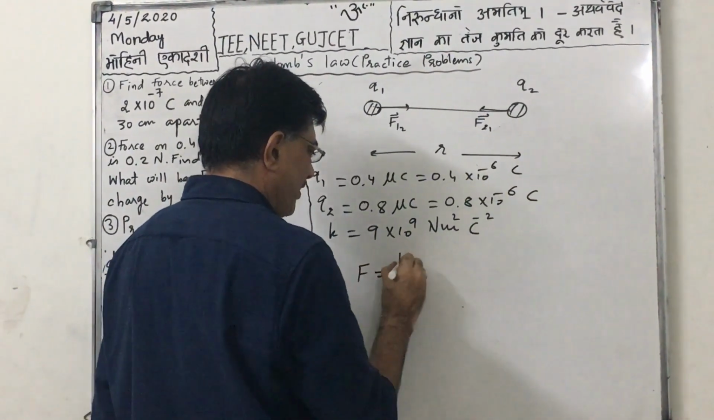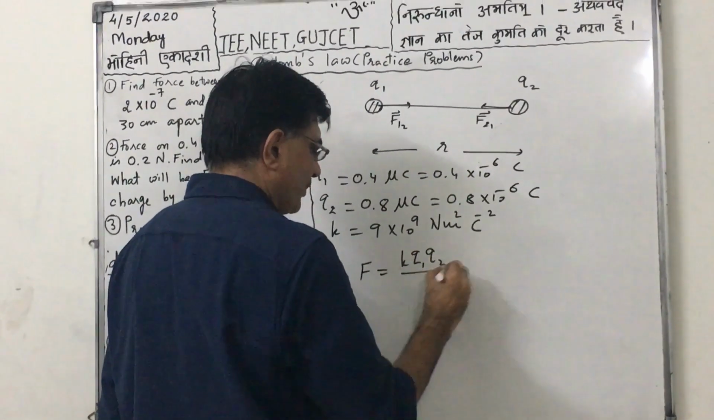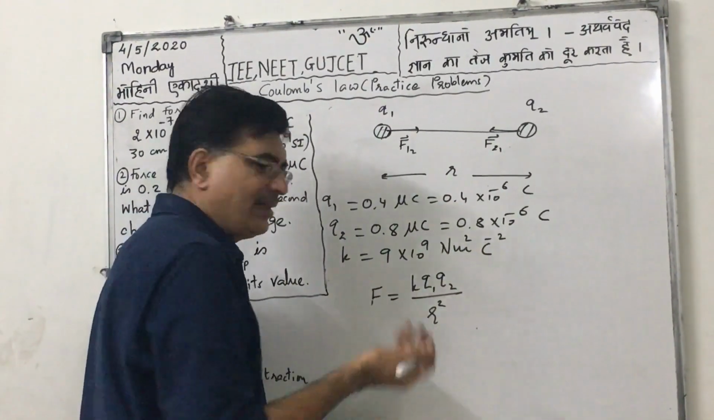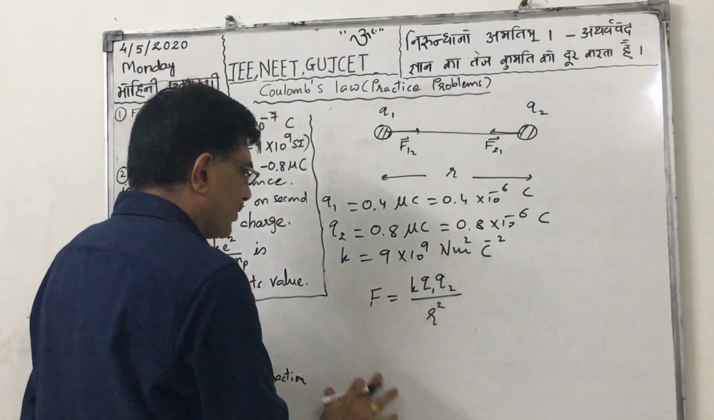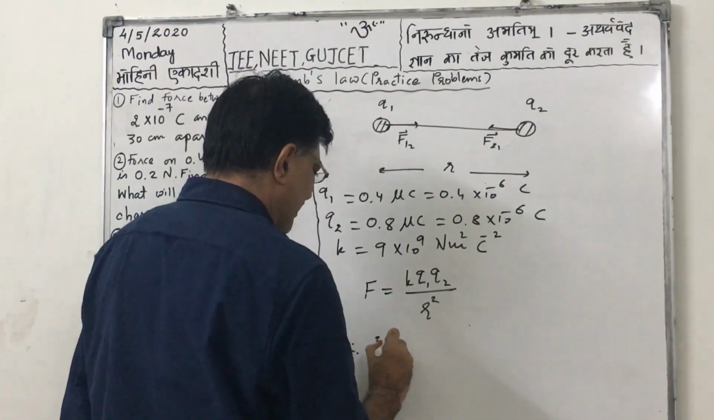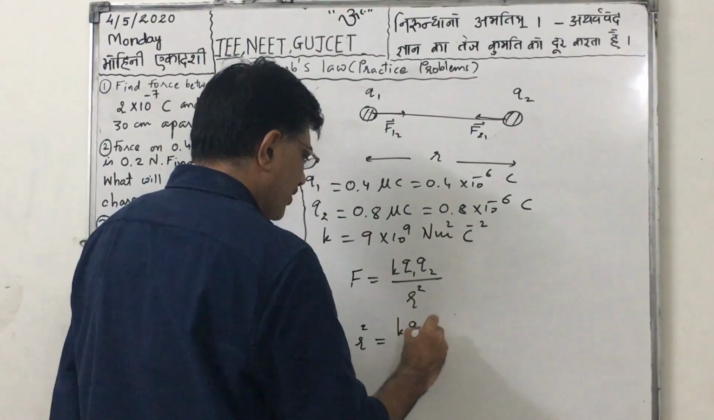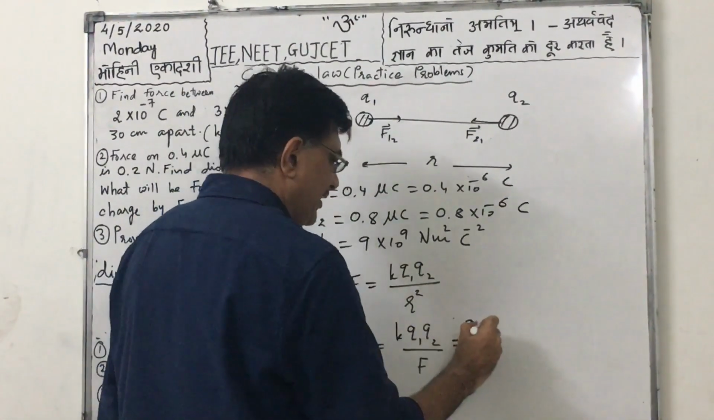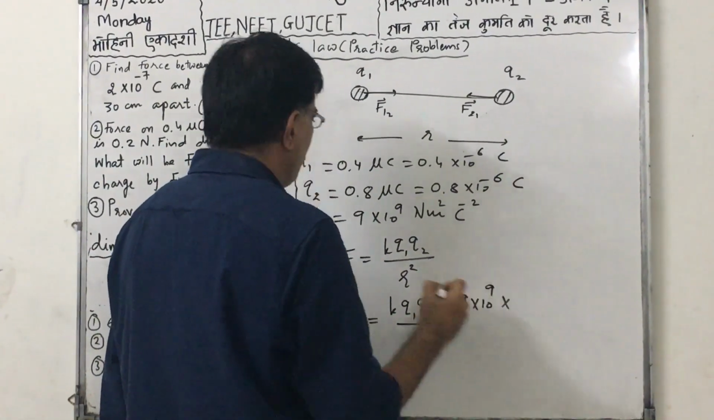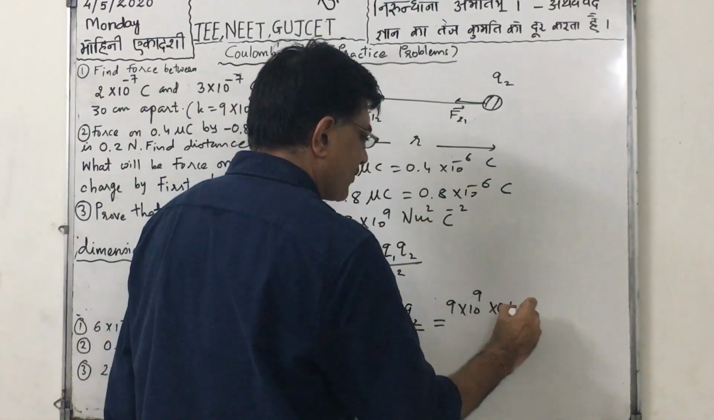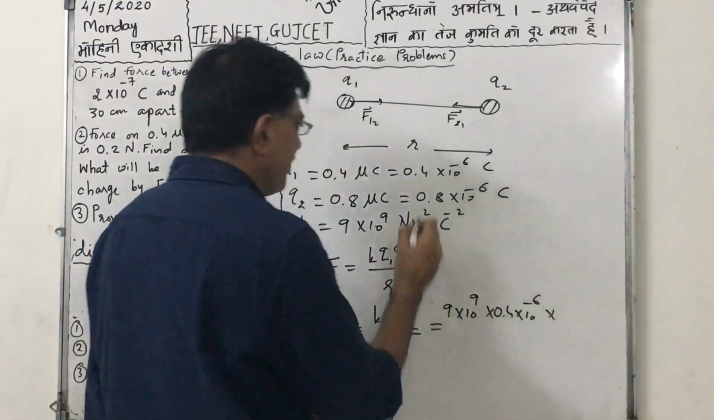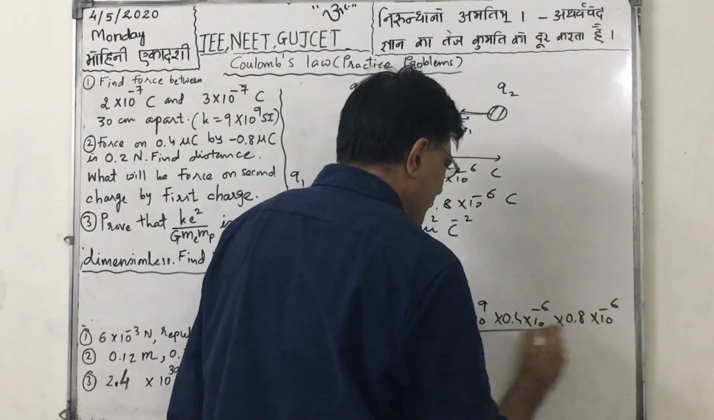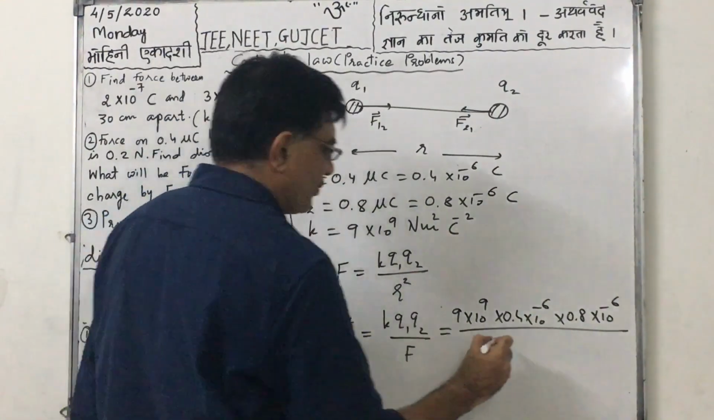The unit of K can be derived from this also. F equals K Q1 Q2 upon R square, so we can say K equals Newton meter square upon Coulomb square. They have not given it here, but generally they give us. So now, putting the values, R square equals K Q1 Q2 upon F. What is K? 9 into 10 raised to 9. Q1 is 0.4 into 10 raised to minus 6. Q2 is 0.8 into 10 raised to minus 6. Divided by F. F is 0.2, they have given.